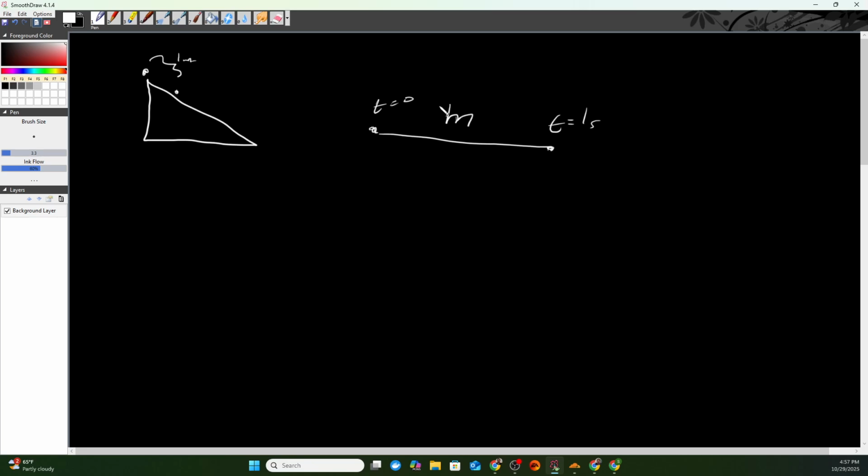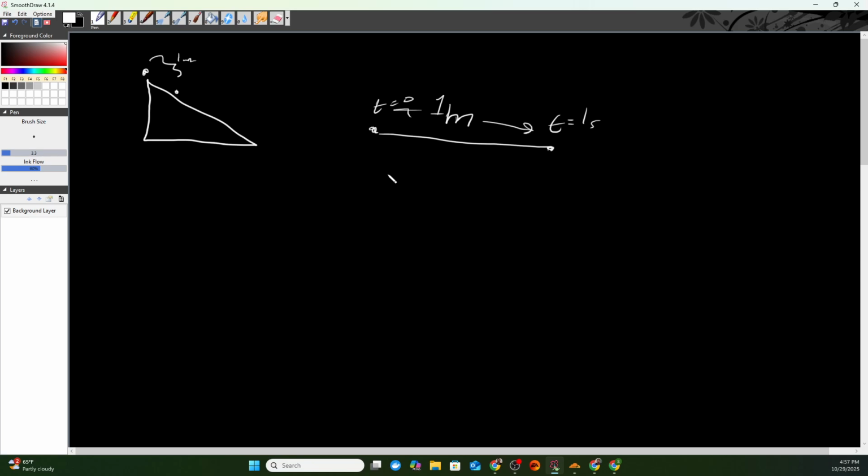Okay, so the problem from what I remember is there's an inclined plane and it's frictionless, so it's going to accelerate for sure no matter what the slant is. It starts from rest here and it covers a distance of 1 meter. We'll just make it straight here for our intents and purposes. So t equals 0 seconds and then t equals 1 second. And the distance covered here is 1 meter from here to here.